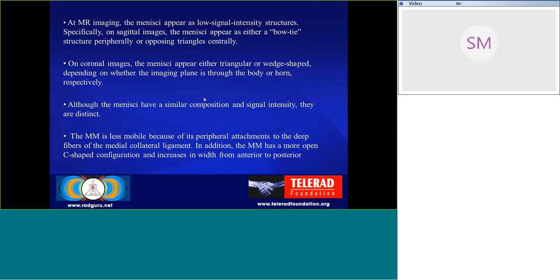On coronal images, the menisci appear either triangular or wedge-shaped, depending on whether the imaging plane is through the body or the horn, respectively. Although the menisci have similar composition and signal intensity, they are a little distinct. That is, the medial meniscus is less mobile because of its peripheral attachment to the deep fibers of the medial collateral ligament. In addition, the medial meniscus has a more open C-shaped configuration.